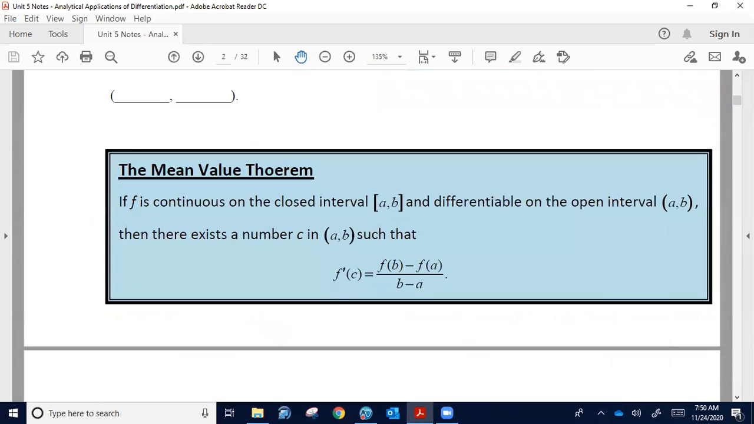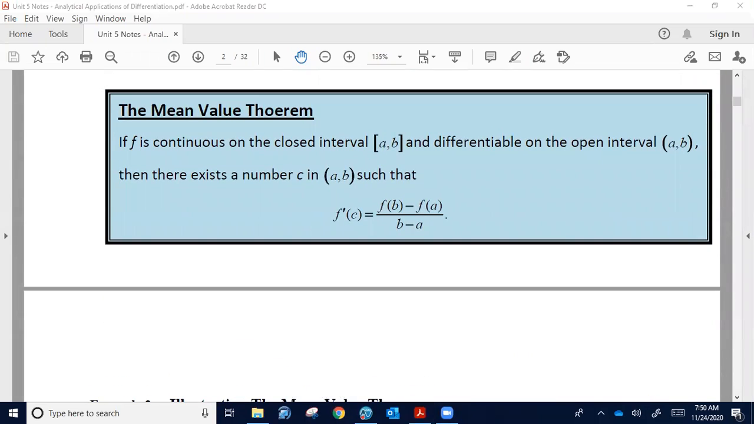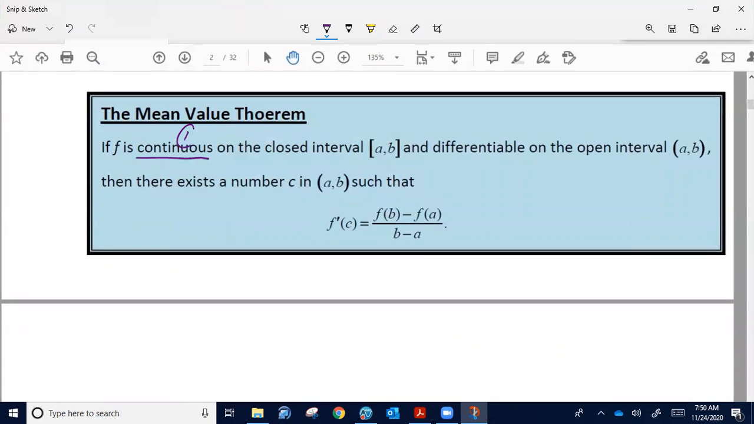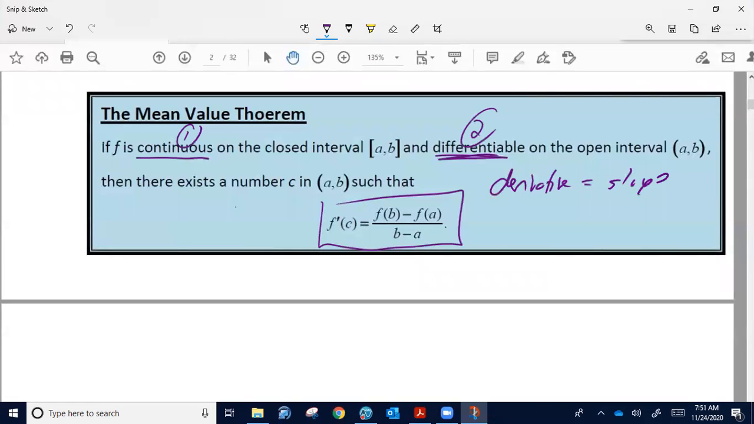Now, mean value theorem takes that a step further. It takes away the y values. For the mean value theorem to work, we still have to be continuous on the closed interval, differentiable on the open interval. Then this is true. This pretty much says if you're continuous and you're differentiable, your derivative has to equal your slope. The derivative will equal the slope somewhere.